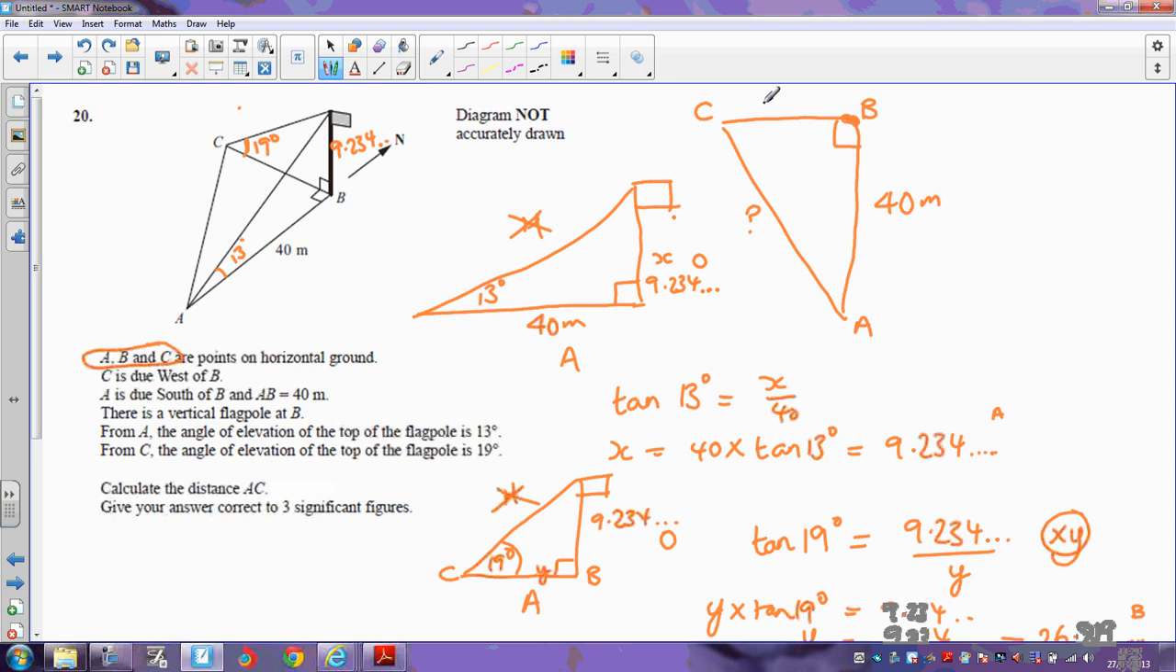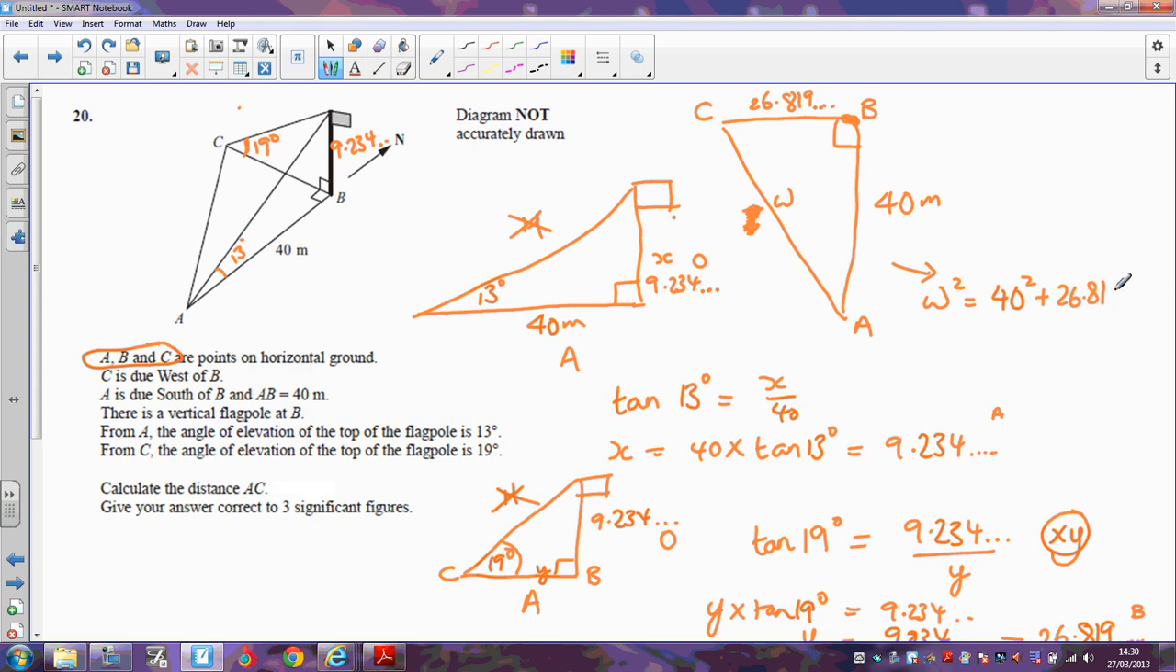Now, though, I know BC. I know the length of this. This is 26.819. And if I now go up to this triangle, I can use Pythagoras' theorem. Let's say AC, so I know that this side, let's call it W. By Pythagoras' theorem, W squared, so the hypotenuse squared, will equal one of the short sides squared, so that's 40 squared, plus that 26.819, etc. squared. And if I work out the right-hand side there, it comes out as 2,319.29. And W is going to be the square root of that. So we square root 2319.29, etc. And that comes out as 48.159, 1590. So the length of AC is going to be to three significant figures, 48.2 meters.